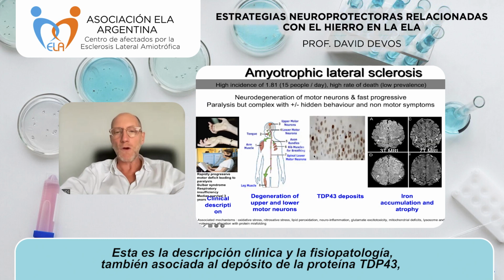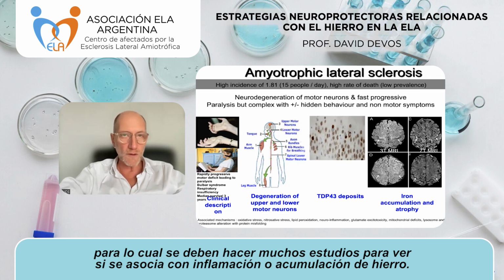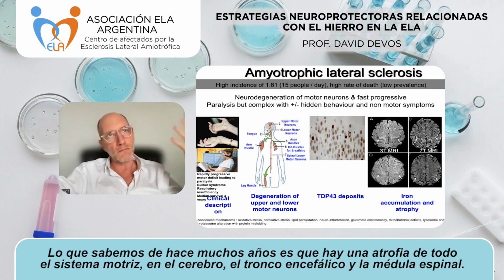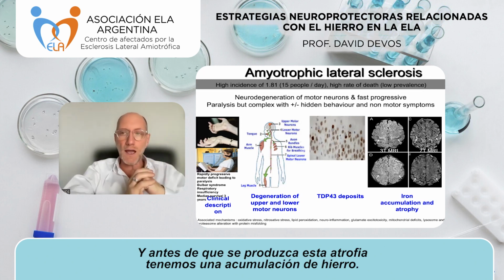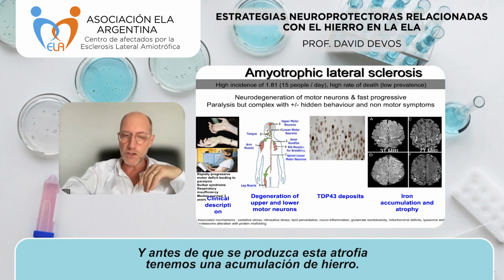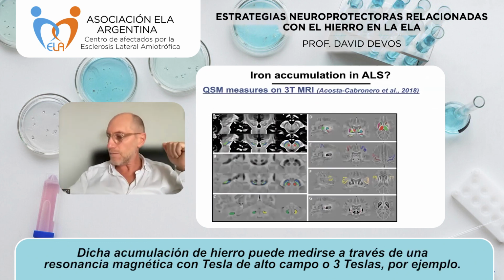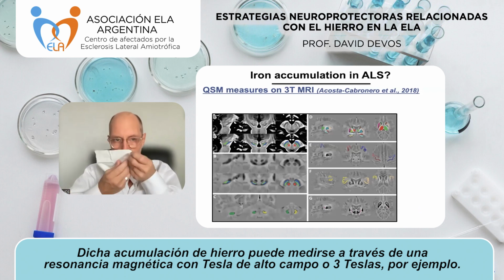The physiopathology also associated TDP-43 deposit, for which many studies have to be done to see whether it's associated with inflammation, iron, aggregation. But what we know is that for many years, we know that there's an atrophy of all the motor system in the brain, in the brainstem, in the spinal cord. And before this atrophy, we have an iron accumulation. This iron accumulation can be measured by MRI with high field Tesla, so 3 Tesla, for instance.